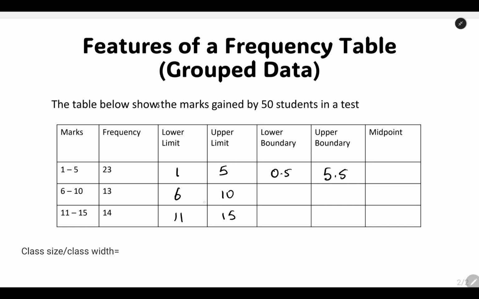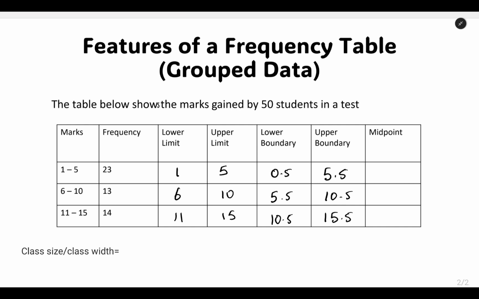And for the second one, subtract 0.5 from 6, that would give you 5.5. And then we add 0.5 to 10, that would give you 10.5. And for the last one, subtract 0.5 from 11, that would give you 10.5. And we add 0.5 to 15, so that would give you 15.5.